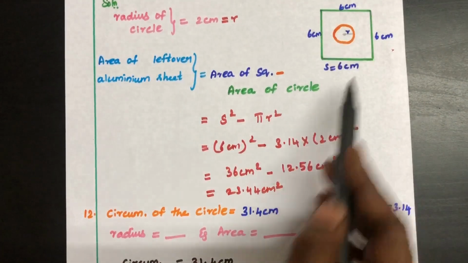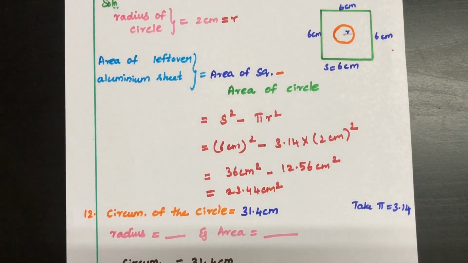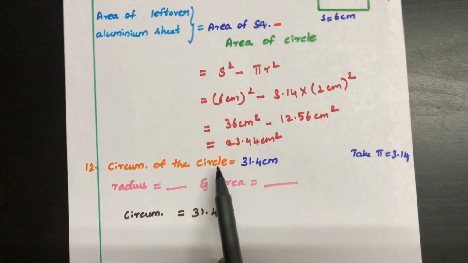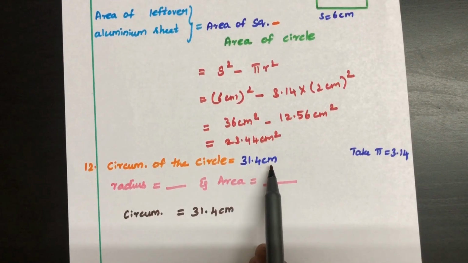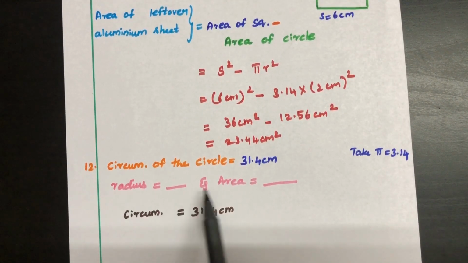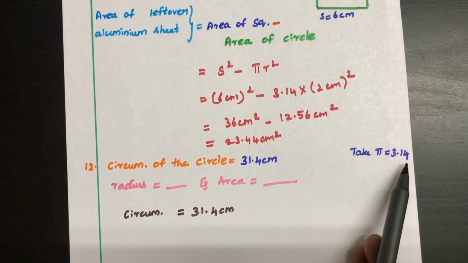This is the area of the remaining aluminium sheet. 12th question. Circumference of the circle is equal to 31.4 centimeter. The question is, find the radius and area. Take pi equal to 3.14.